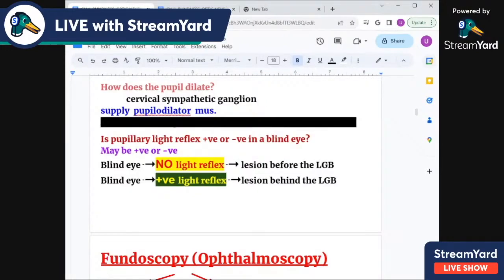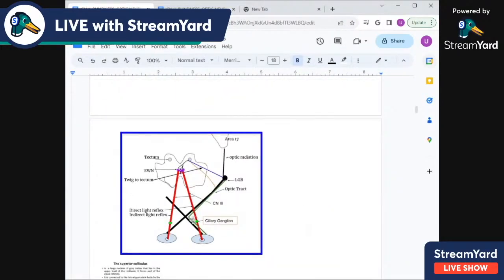There is no pupillary light reaction. I earlier told you that an optic nerve section before the optic chiasma will cause an absent light reflex, because if there is a disconnection here, the connection to the midbrain is lost. That causes loss of pupillary light reflex in a lesion that involves the pre-chiasmal part of the optic nerve. Whereas a lesion that occurs after that, like an occipital lobe lesion, in that case the pupillary light reflex is present, as in macular lesion.